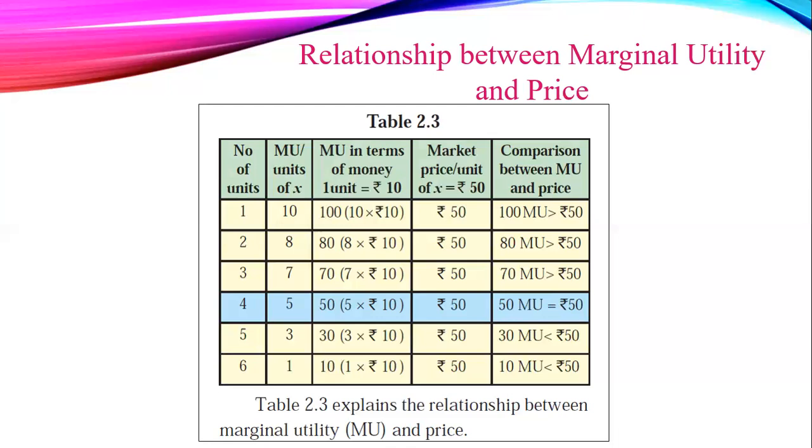Now, extra information about column number 3. In the third column, MU in terms of money is expressed by using the formula X into 10. Now see, 10 into 10 is equal to 100. 8 into 10 is equal to 80. 7 into 10 is equal to 70. 5 into 10 is equal to 50. 3 into 10 is equal to 30. And 1 into 10 is equal to 10. So a rational consumer will not buy further once the equality between marginal utility and price is established.